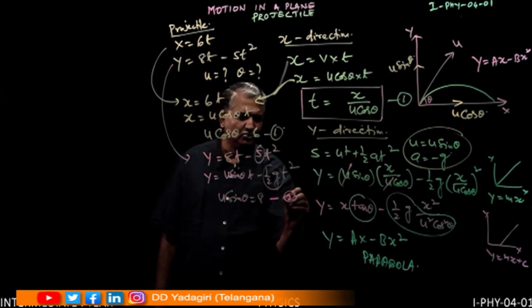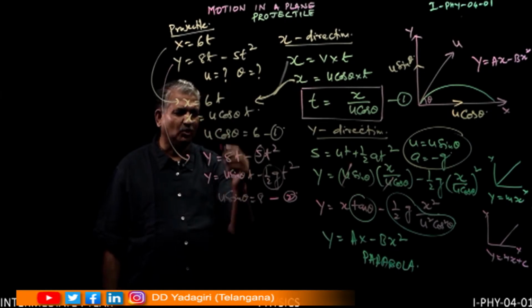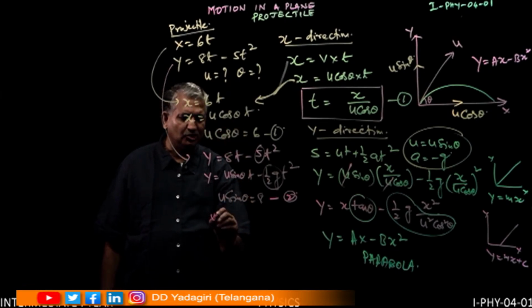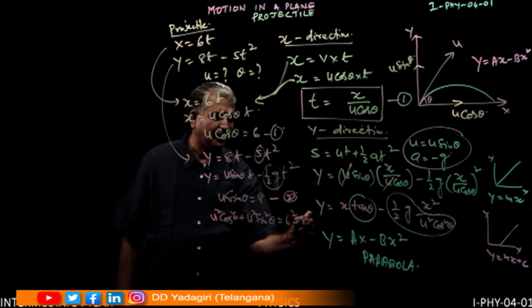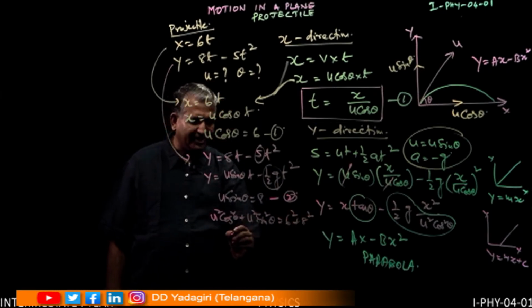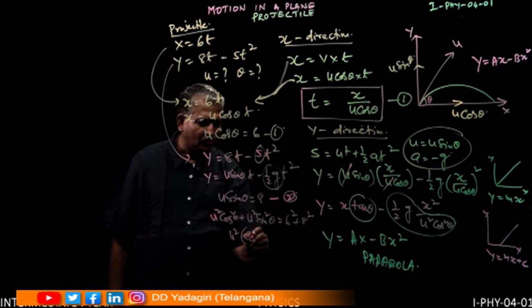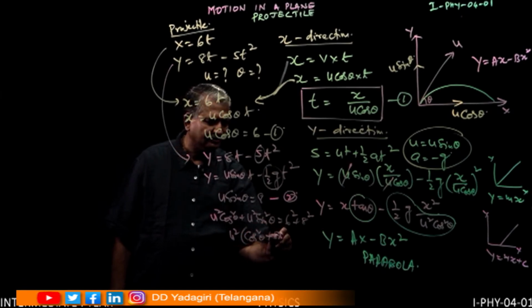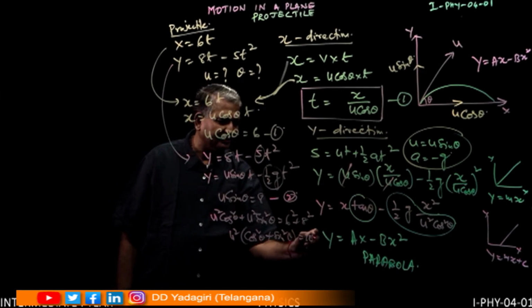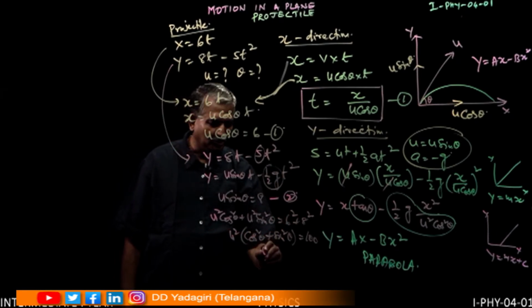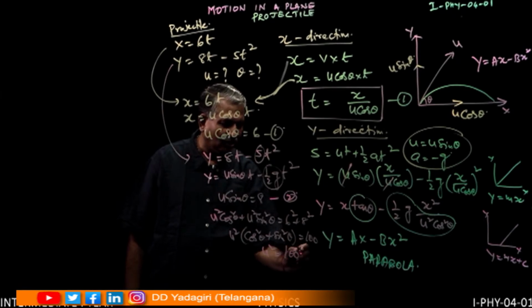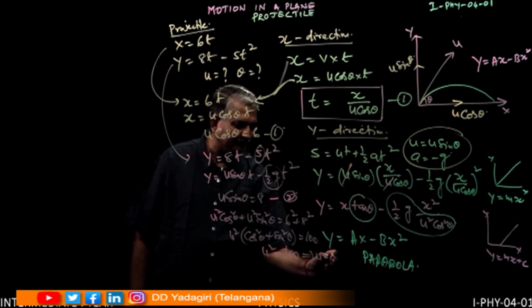Equation number 2. If I compare these two and squaring both sides and adding, then what happens? U square cos square theta plus u square sin square theta is equal to 6 square plus 8 square. Now u square is common. Cos square theta plus sin square theta is equal to 100. This is nothing but 1 from mathematics. So u square is equal to 100 or u is equal to 10.